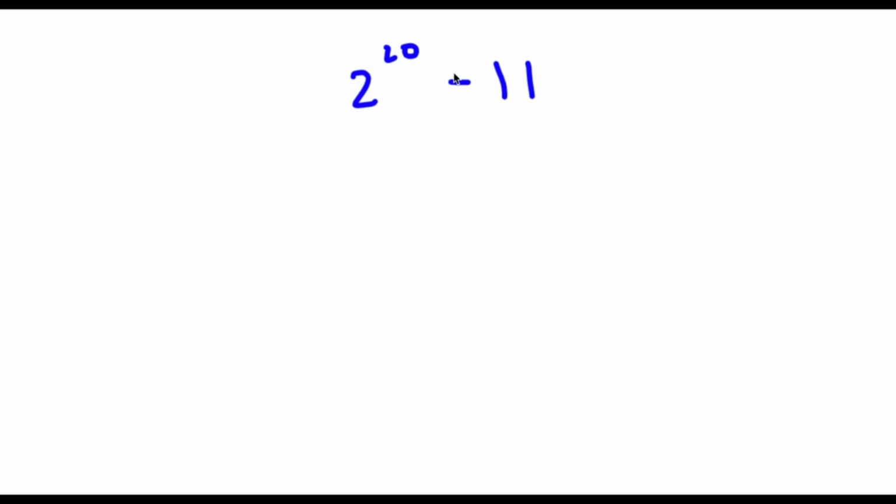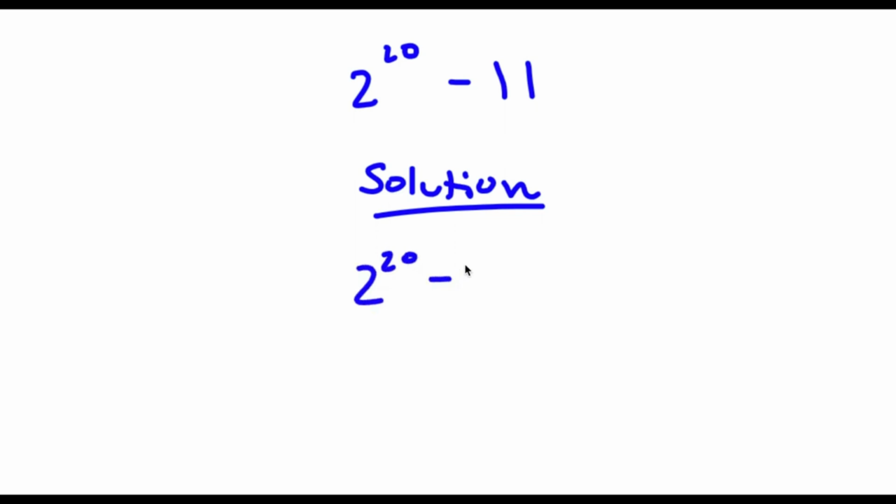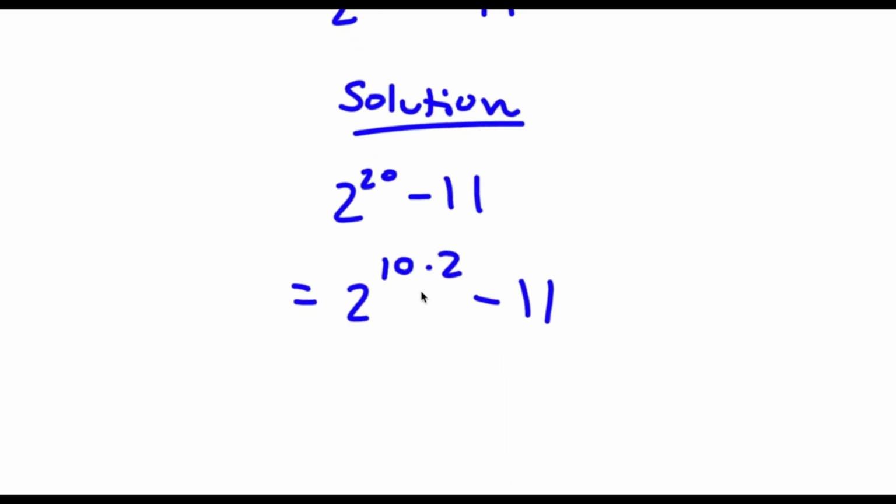Alright, so I have 2 to the power of 20 minus 11. So, for my solution here, first start with 2 to the power of 20 minus 11. Now, I'm going to rewrite this as 2 to the power of 10 times 2 minus 11, because 20 is equal to 10 times 2.